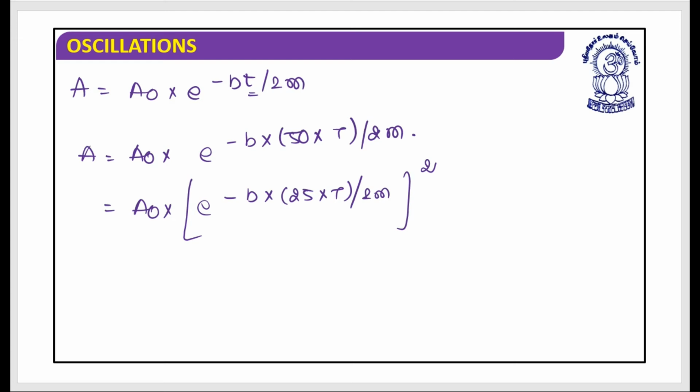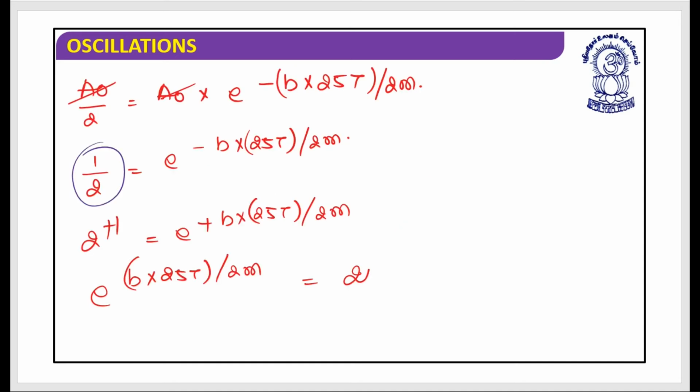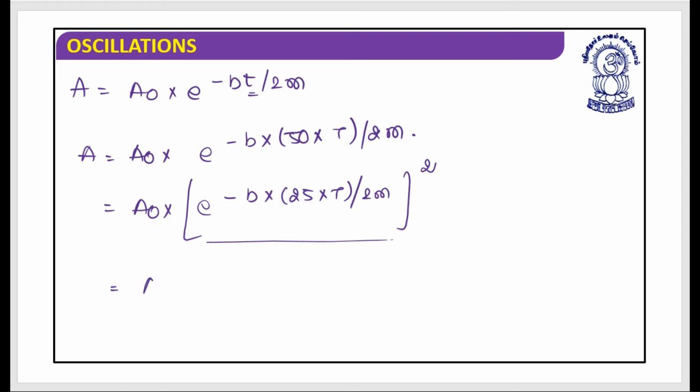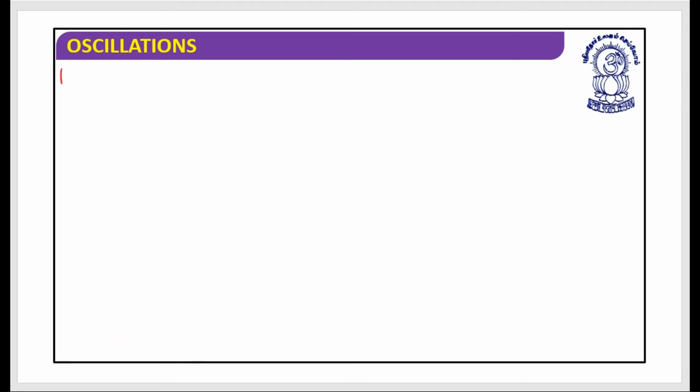Why am I going to write this? Because e to the power minus b into 25T by 2m has the value of 1 by 2. So I can simply write this as A naught into 1 by 2 whole square. This tends to A naught by 4. I hope this is clear, and you can do this with this kind of technique. Is it clear? Will you be able to solve this kind of question? Now let's have one question, try it yourself, you are going to attempt it.